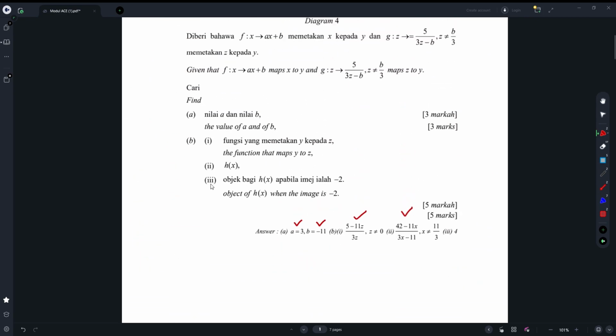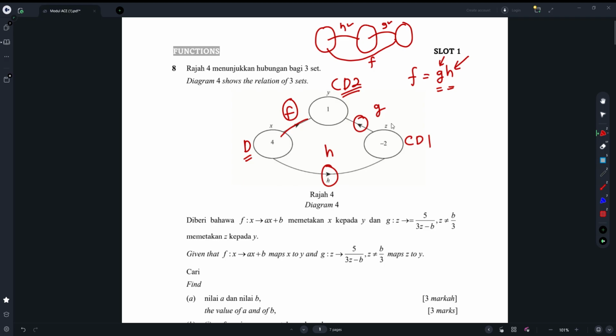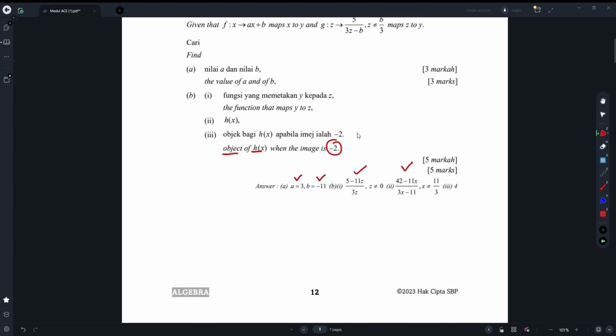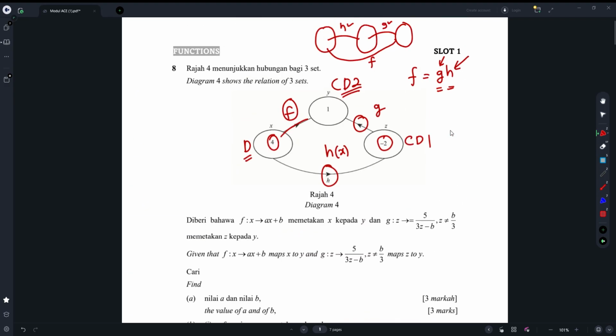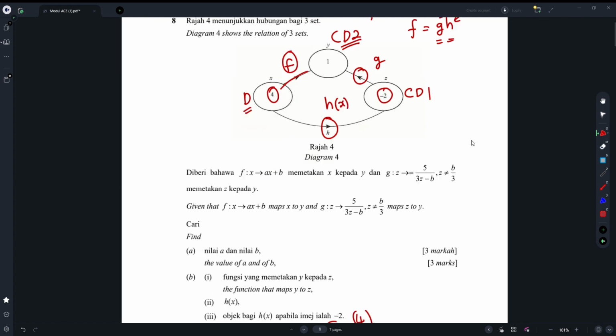And finally, Roman 3, B Roman 3 is very simple. They're asking us to find the object of hx when the image is negative 2. As you can see, for this function hx, the image is negative 2. So the corresponding object for that function is 4. So for this one, the answer is 4. There is no working. You just need to indicate based on the diagram. So that will be the end of our first question for today.